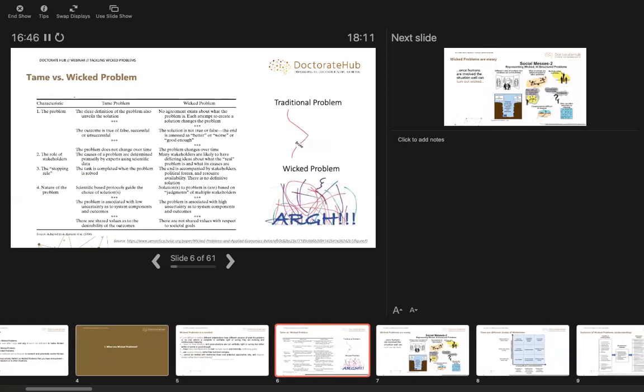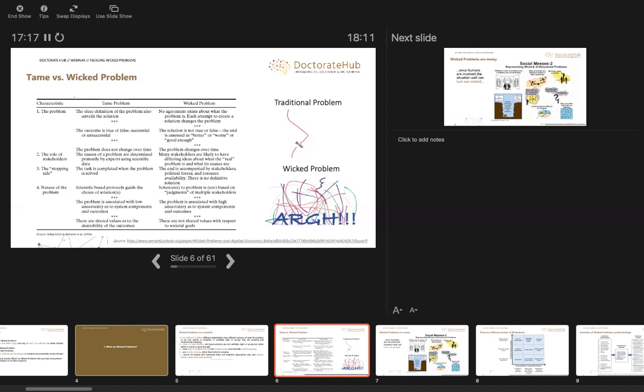Now, let's start with a traditional problem, which is a tame problem, and contrast that with a wicked problem. In the case of the tame problem, there are clear definitions of the problem, and that also unveils the solution on how it can be resolved or fixed. While on a wicked problem, there's no agreement about what the problem is, and each attempt to create a solution changes the problem itself. Even we interacting with the problem are changing the problem as it is.